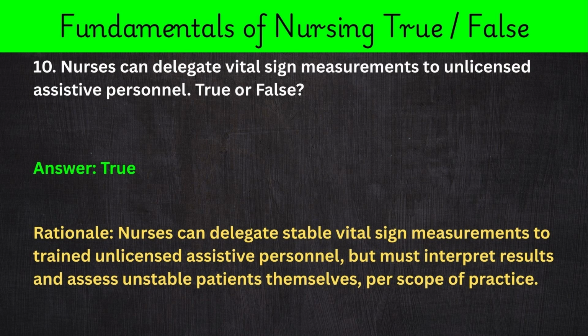10. Nurses can delegate vital sign measurements to unlicensed assistive personnel. True or false? Answer: true. Rationale: nurses can delegate stable vital sign measurements to trained unlicensed assistive personnel, but must interpret results and assess unstable patients themselves, per scope of practice.